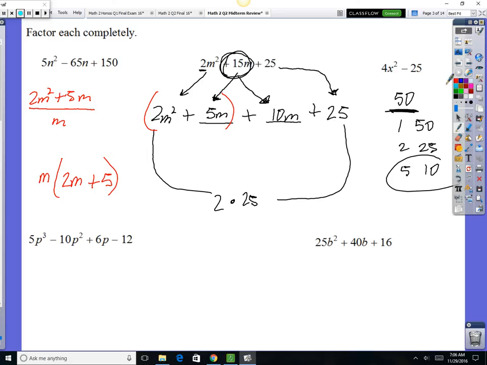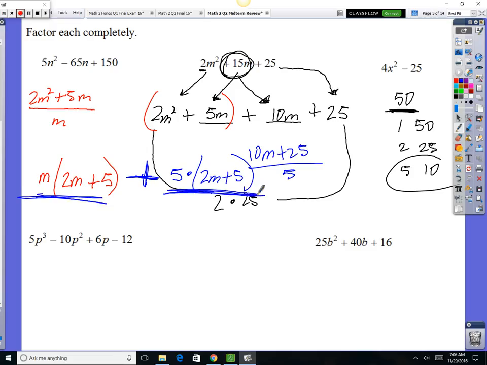So this next group, this guy, the 10m plus 25, I can divide out of both those terms a 5. So if you divide a 5 out of each of those terms, it's going to be 5 times 2m plus 5. Okay, now look at this. Look at group 1 and look at group 2. Group 1 and group 2, they both have a factor 2m plus 5. So your final answer, we're going to factor out of both of those a 2m plus 5.